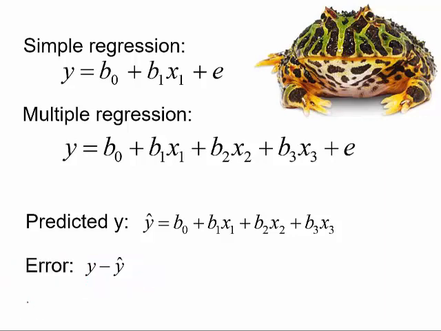Now note, another way we could talk about the size of this error is to say, what is the correlation between your observed y and predicted y? So rather than saying observed minus predicted, we can say, what is the correlation between observed y and predicted y?